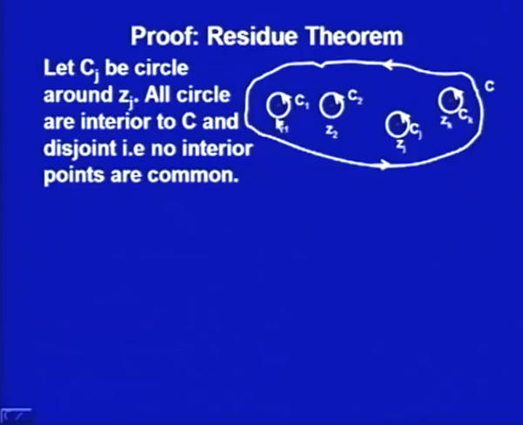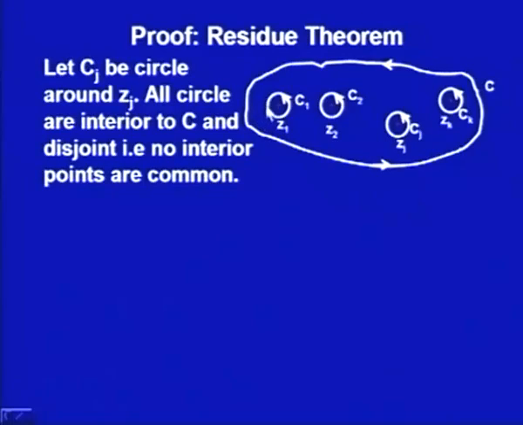Now, let us take a circle around each Zj with some radius, say Rj or rho j. Since this is an isolated singularity, we take this small circle such that there is no other singular point interior to this circle C1. That means, in general, for each Zj we take a circle so small that there is no other singular point interior to that Cj.